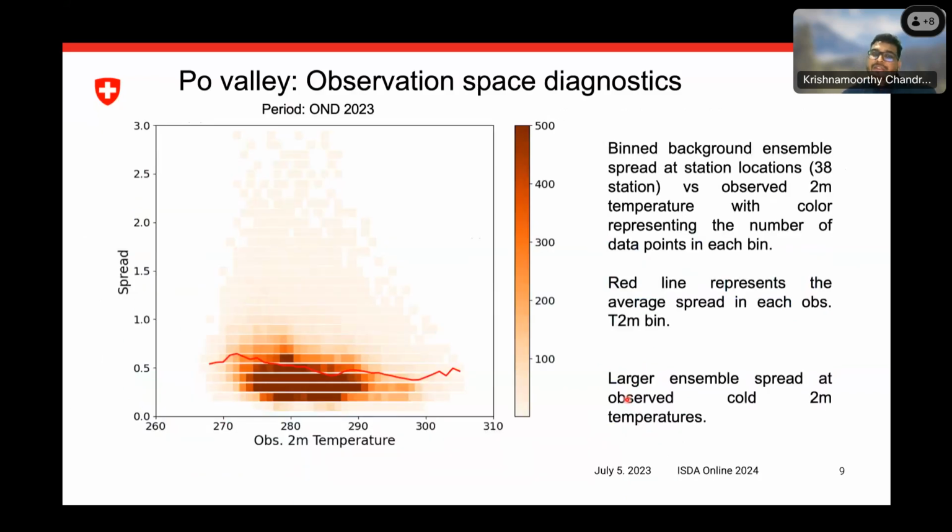And then we move to the analysis of the spread, because spread is an important parameter in the ensemble data assimilation context. So here again, what is shown here is the binned values of spread with respect to binned observed 2 meter temperature, with darker colors representing the density of data points. And the red line here shows the average spread at each observed T2 meter bin.